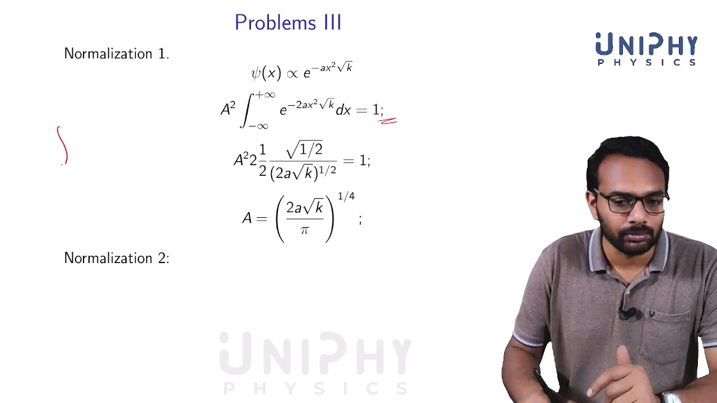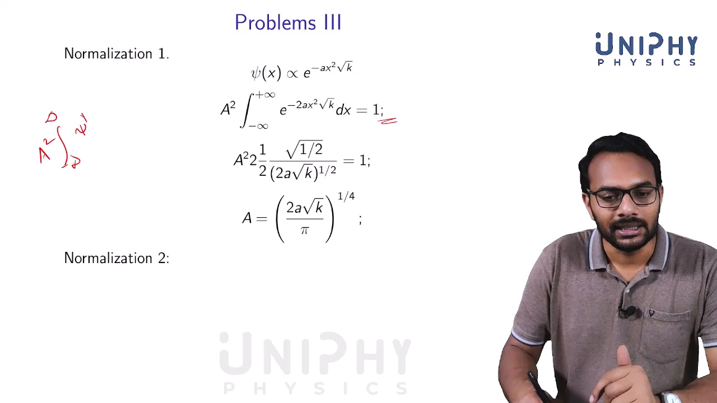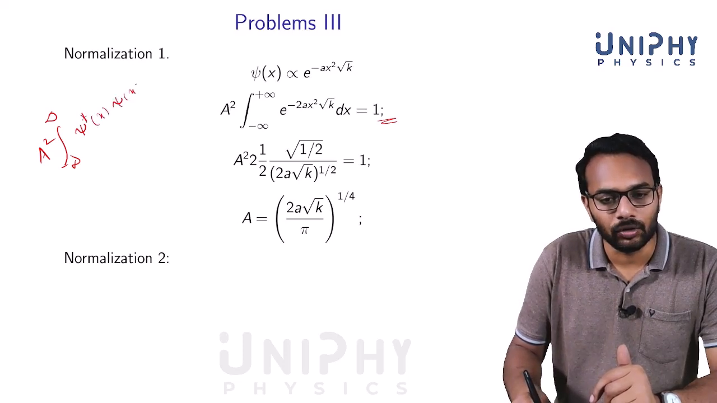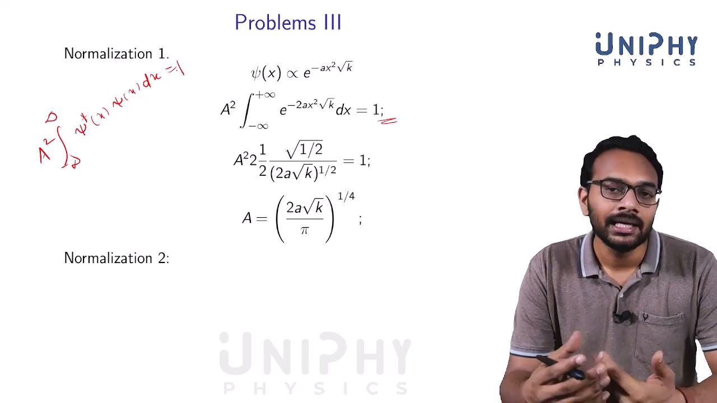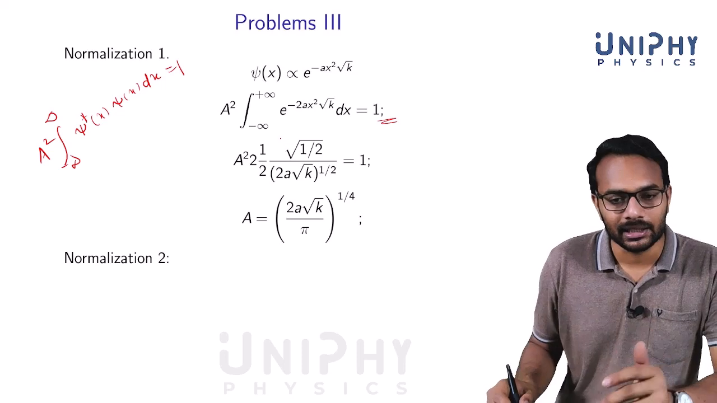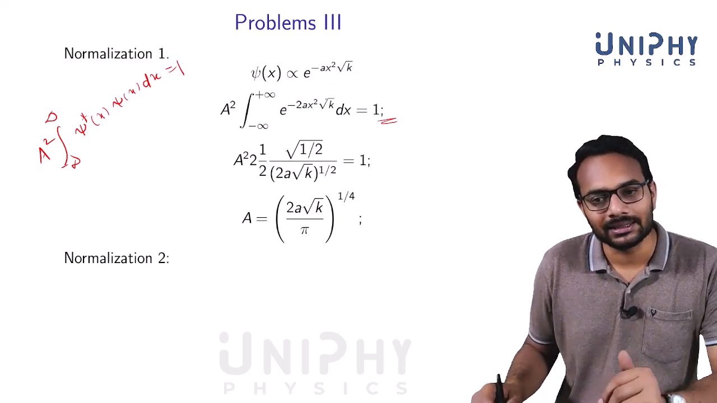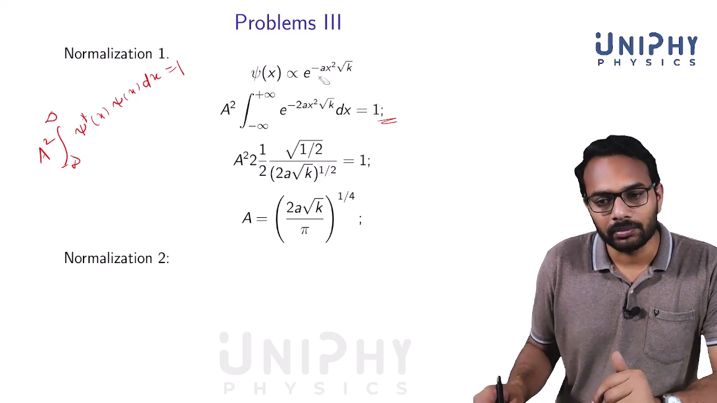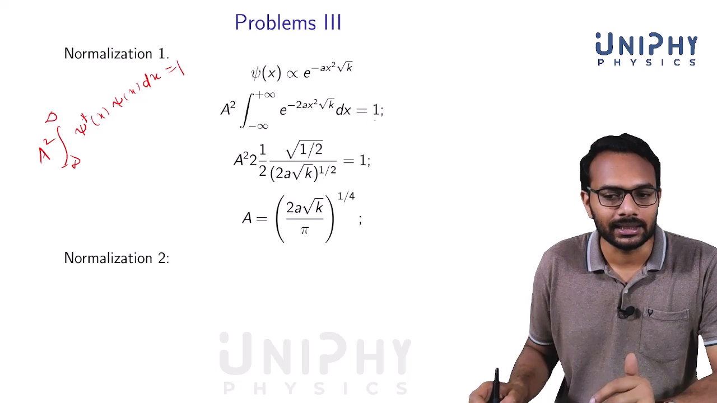So when you say that you have to normalize the wave function, what you mean is that the integral from minus infinity to infinity of psi star of x psi of x dx has to be equal to 1. You have to choose A in such a way that this condition is satisfied. Then we say that the wave function is normalized. Since it's a real wave function, the complex conjugate is the same, and when you multiply it with the complex conjugate, you get A squared times e raised to minus 2a x squared square root of k dx.